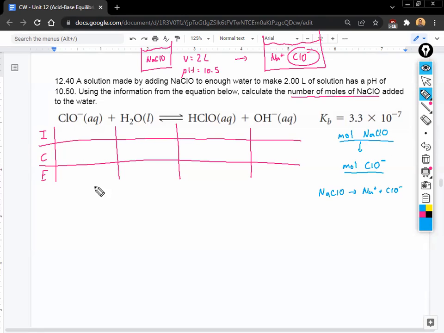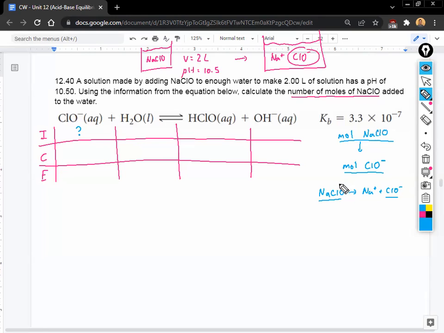Okay, so if you look on our ice table, what we're going to be looking for is this right here, the initial concentration of ClO minus. Because if I can find the concentration of ClO minus, that's going to be the concentration of NaClO, since it's a 1-to-1 ratio. So whatever number this is going to be equal to the moles of NaClO, which is what we're looking for. All right, so let's start the problem.